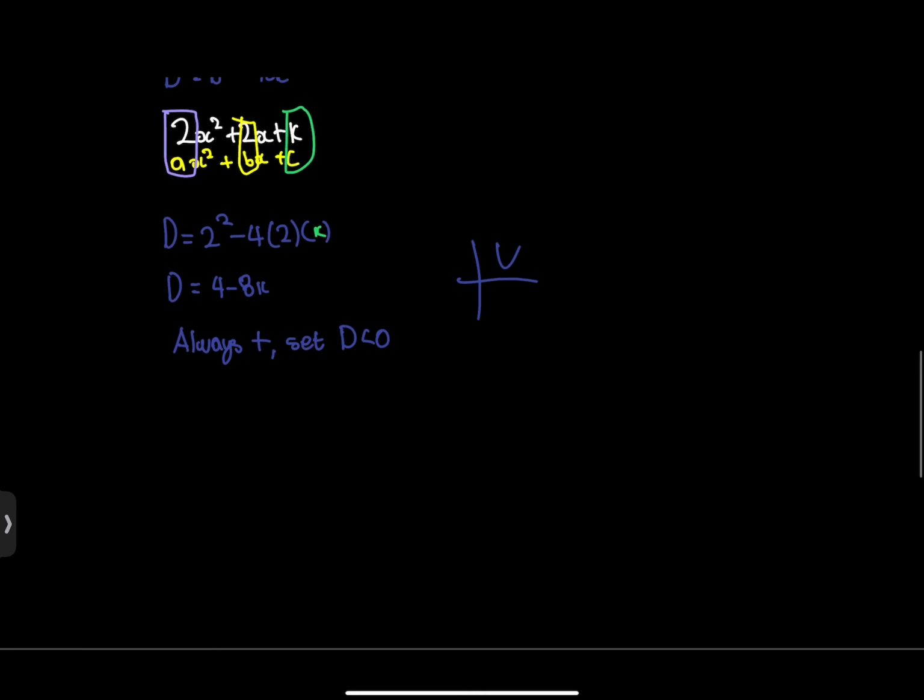So what we want to do is we sub this value in here. So d is equal to 4 minus 8k. Therefore, 4 minus 8k is less than 0. Therefore, negative 8k is less than negative 4, and therefore k is greater than 1/2.